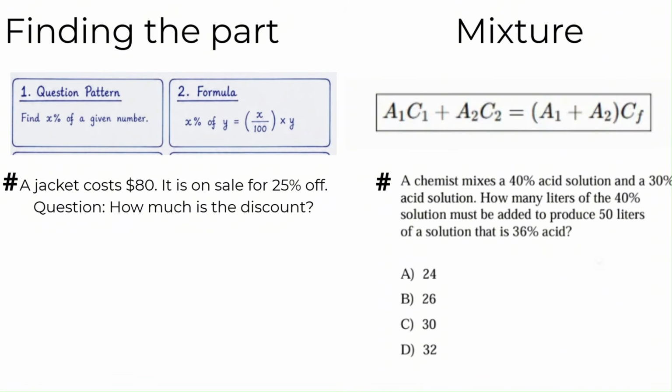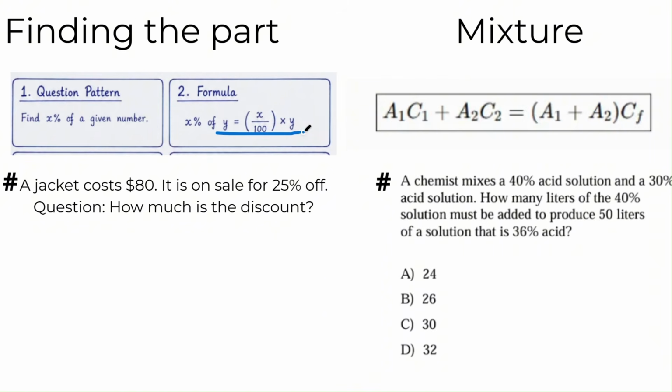That's about it. Now it's time to familiarize yourself with the part and mixture types of questions in the SAT. These are actually pretty simple, regardless of complex formulas. This is a question pattern: find x% of any given number. There must be any given number. This is the formula version of it.